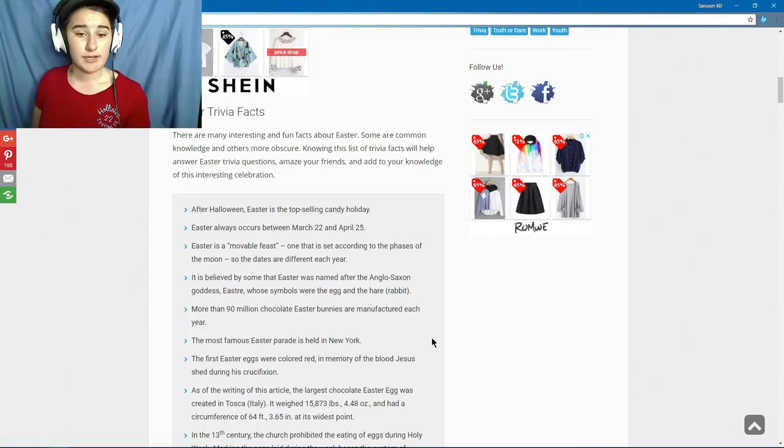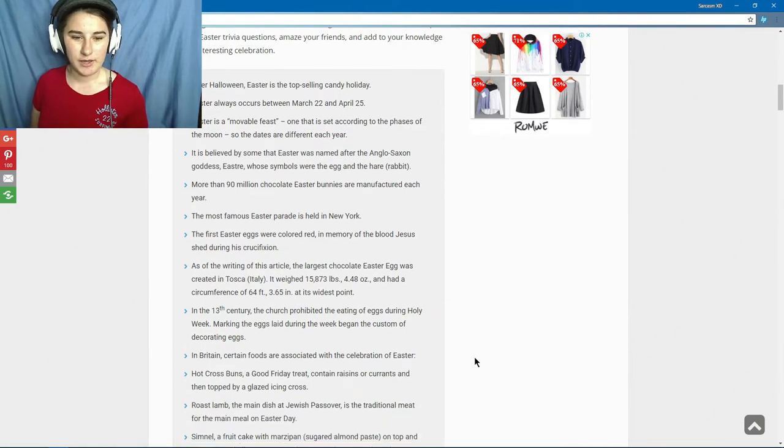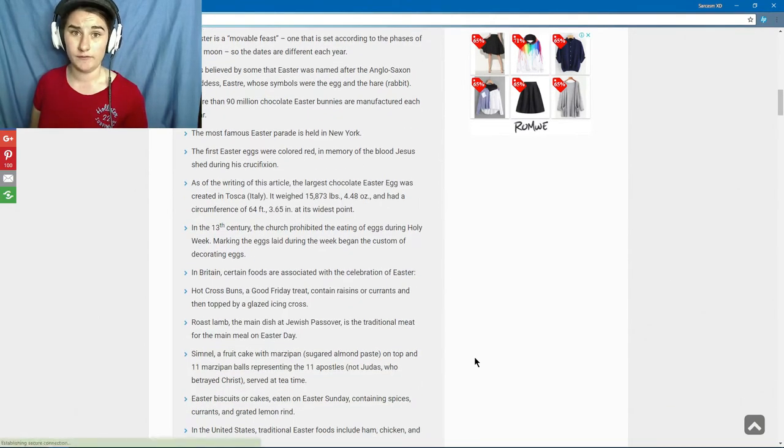After Halloween, Easter is the top-selling candy holiday. Makes sense. Easter is a movable feast, one that is set according to the phase of the moon, so the dates are different each year, which can range between March the 22nd and April the 25th, which I actually did not know. It is believed by some that Easter was named after the Anglo-Saxon goddess Eostre, whose symbols were the egg and the hare, which is a rabbit. More than 90 million chocolate Easter bunnies are manufactured each year. That's a lot of Easter bunnies.